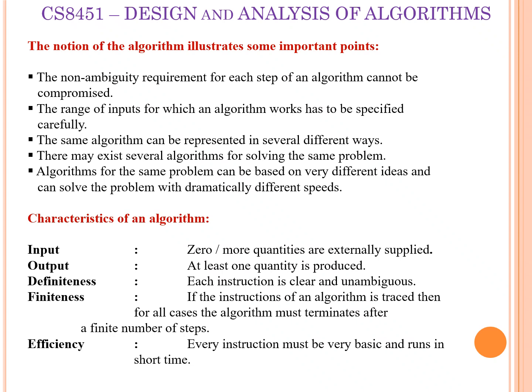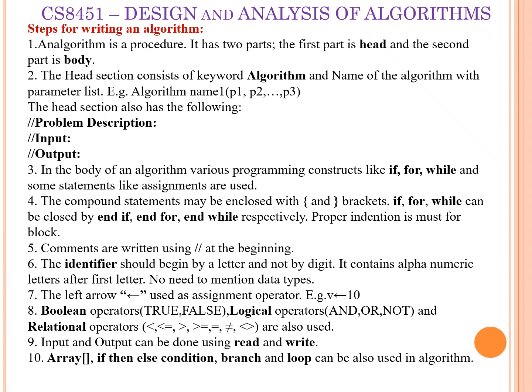So what are the characteristics of an algorithm? We have input: zero or more quantities are externally supplied. We have output: at least one quantity is produced. Definiteness: each instruction is clear and unambiguous. Finiteness: if we trace the instructions of an algorithm, then for all cases the algorithm must terminate after a finite number of steps. Efficiency: it should run in a short time and give the expected output. So these are the characteristics of an algorithm: input, output, definiteness, finiteness, and efficiency.